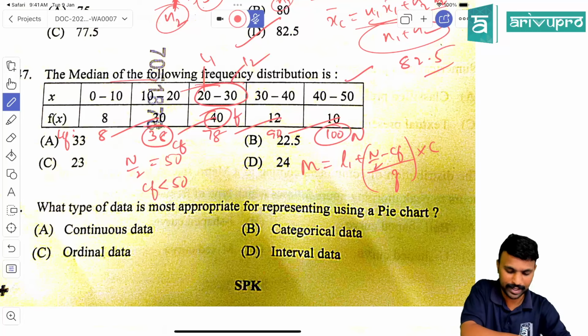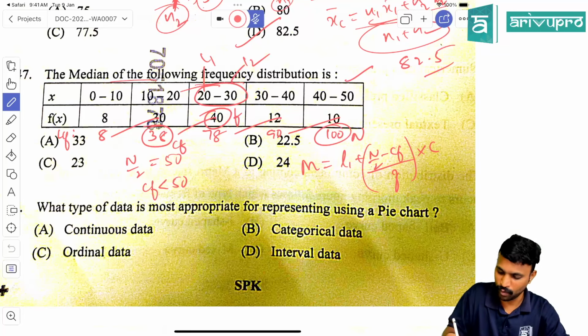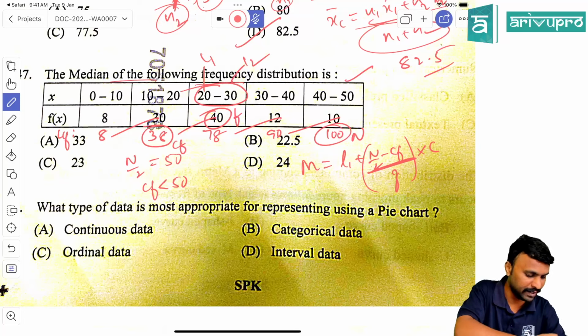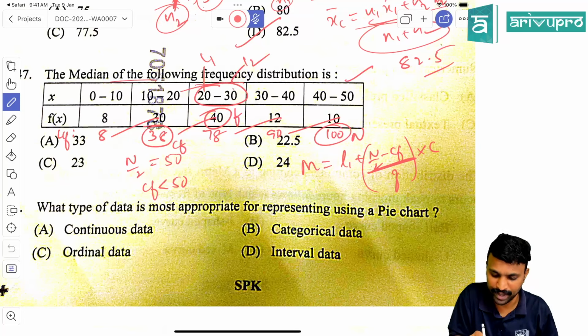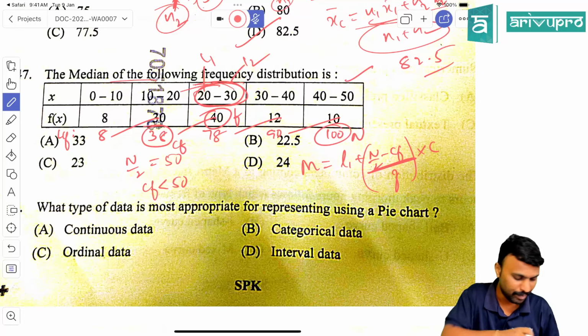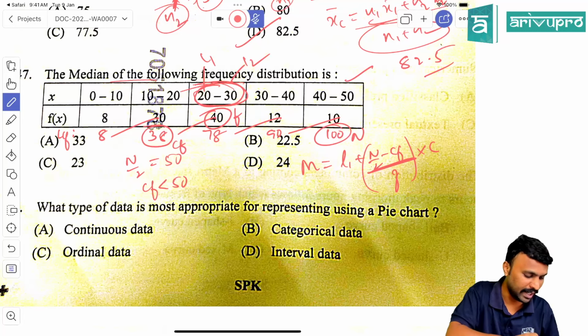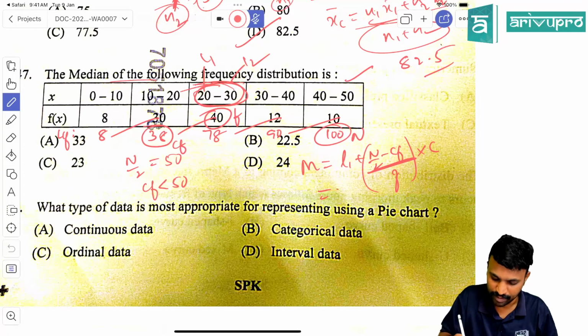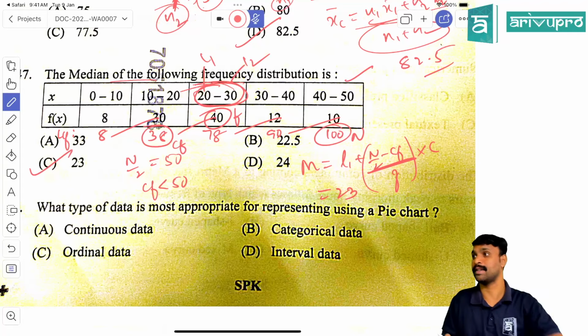So N by 2 is how much? 50 minus CF, which is 38, divided by F, which is 40, into C. What is the length of the median class? 30 minus 20 is 10. C is 10, plus L1, which is 20, and the result is 23. So option C is the right answer.